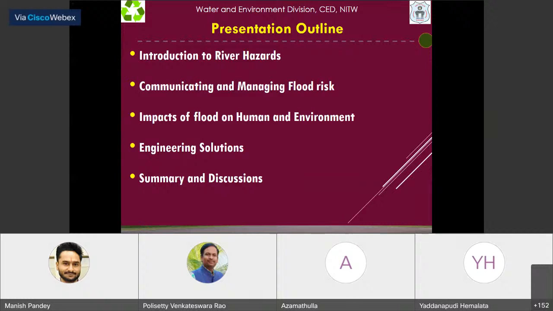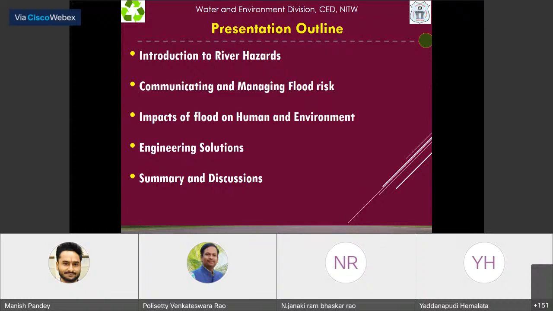During the flood, what type of impact will there be on humans, other lives and materials in the environment? Then, what solutions do we have in our hands to manage the flood? I will not be talking completely technically, but rather discussing all these points from an environmental engineering point of view. If you look at it as an environmental engineer, how do you look at all these things? Finally, we'll have a summary and discussion. So this is my presentation outline.